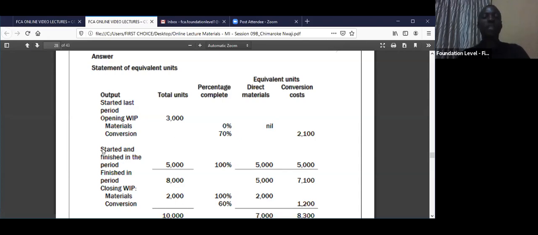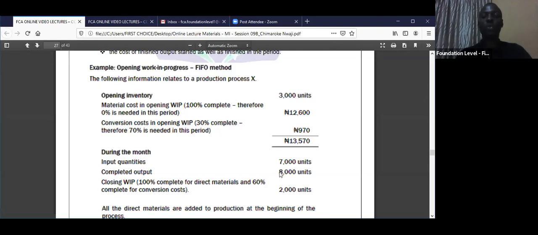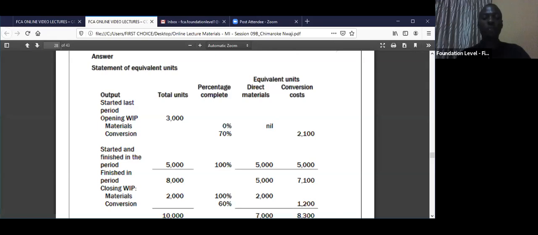Now, look at what was started in the period and finished in the period. So what we now mean is this. If we are told that this is 8,000 units, you will now have to put your 8,000 units here, finished. So if 8,000 has finished and this is 3,000 that was started in the last period, that means it is 5,000 that is credited for this period.